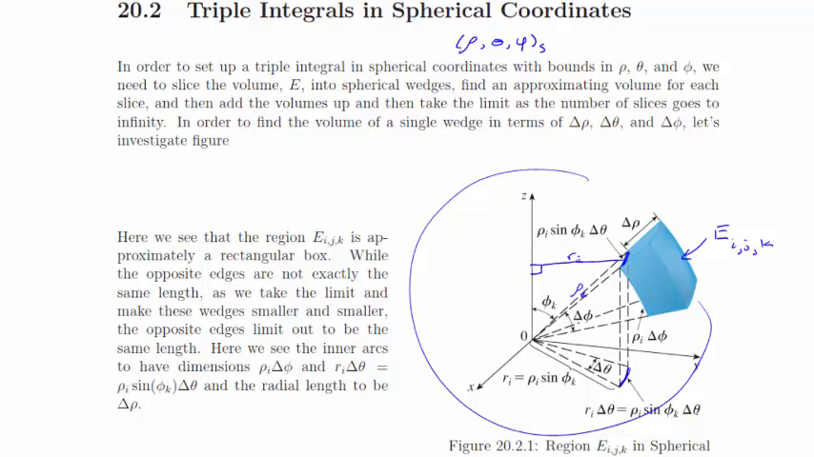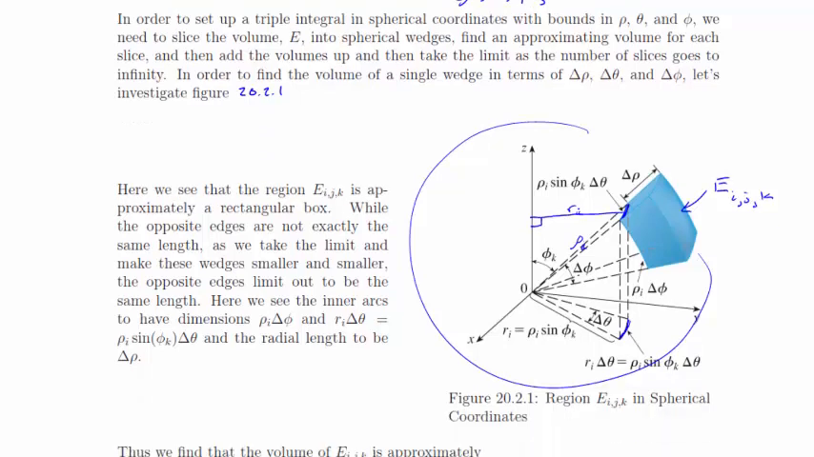Okay, so let's go through the wording on the paper here. In order to find the volume of a single wedge in terms of delta rho, delta theta, and delta phi, let's investigate the figure. We got a typo here, figure 20.2.1. Fix that. So here we see that the region E sub i, j, k is approximately a rectangular box. While the opposite edges are not exactly the same length, as we take the limit and make these wedges smaller and smaller, the opposite edges limit out to be the same length.